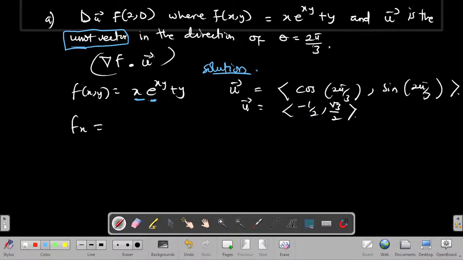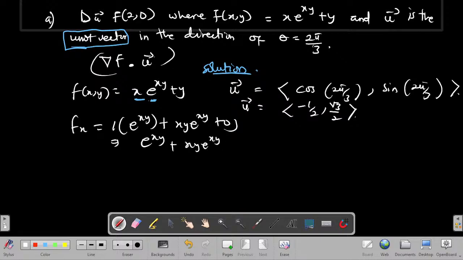So what do we do then? You first differentiate your x whilst maintaining this. When I differentiate my x, I get 1 multiplying e to the power xy, plus, now I'll maintain this and differentiate this with respect to x. That will give me y e to the power xy, so that will give me xy e to the power xy nicely. Here will be plus 0 because y is a constant. Therefore, my fx is simply e to the power xy plus xy e to the power xy.